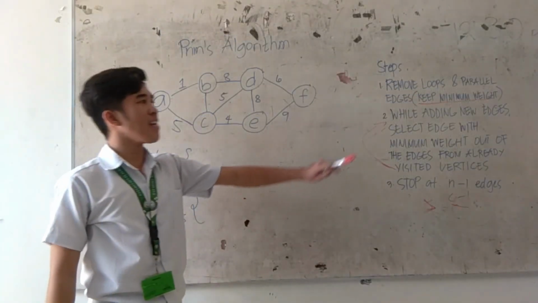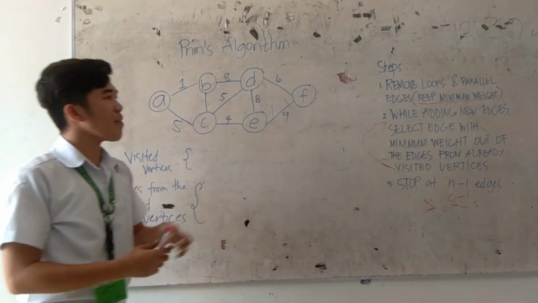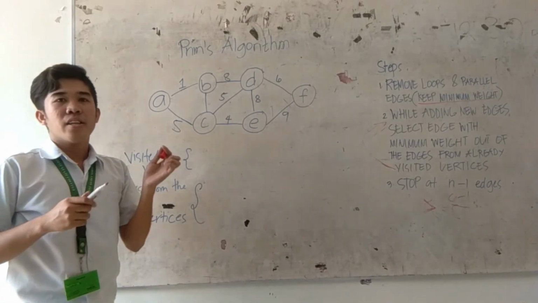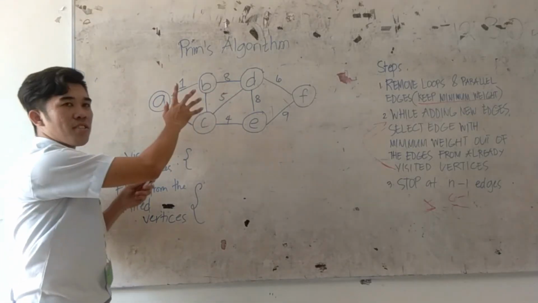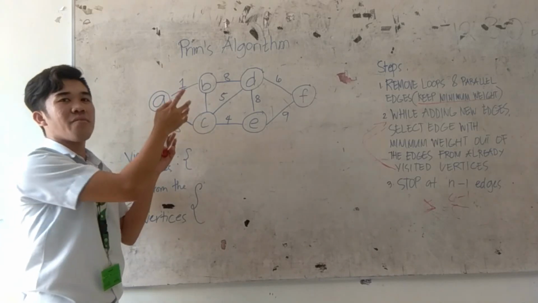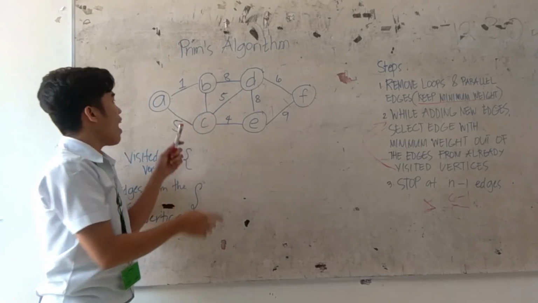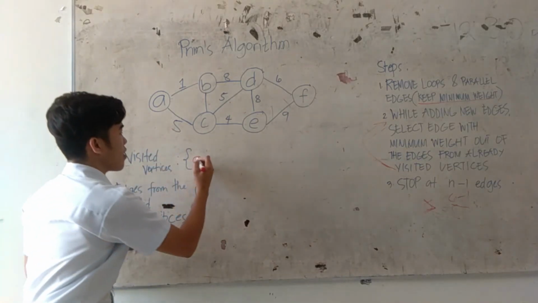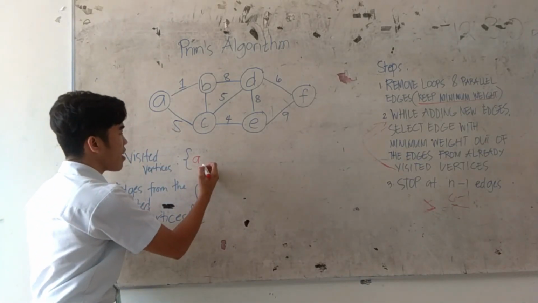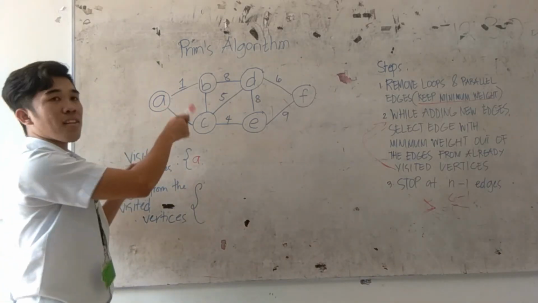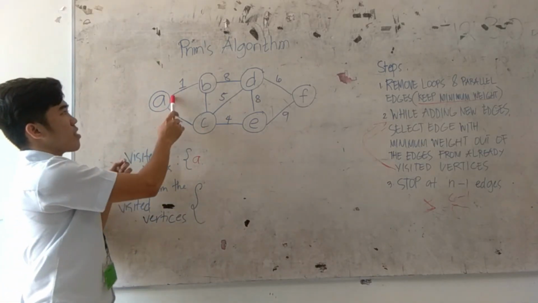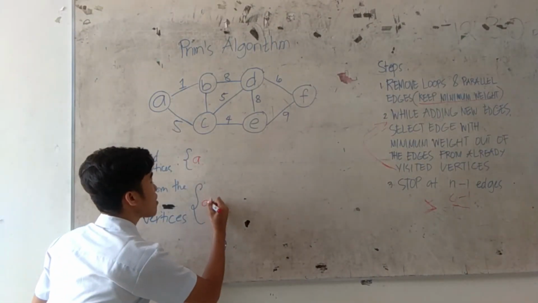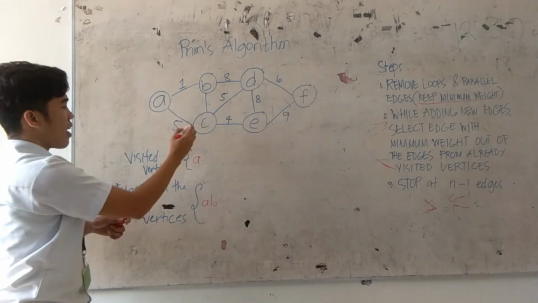Now let's start with the second step. We need to choose which vertex we want to visit. You can choose any of these vertices that you want to visit, but I choose A as I follow the natural order. So the visited vertex is A. What are the edges connected to the vertex A? We write them down there: AB and AC.